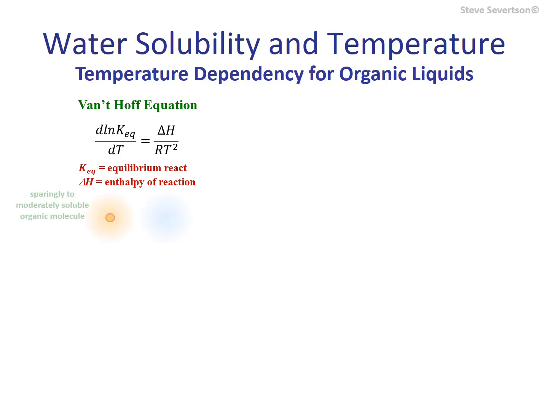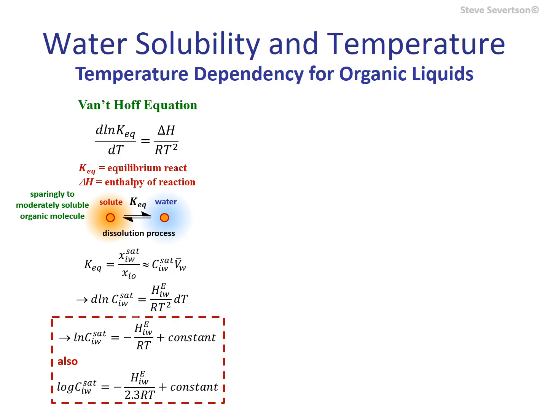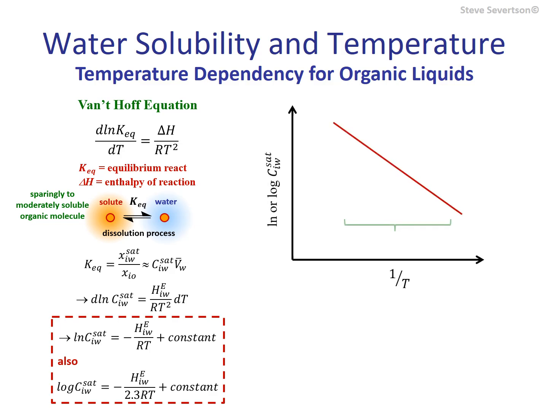The reaction or process of interest to us is the distribution of an organic molecule between its pure liquid phase and an aqueous solution. We estimate the equilibrium constant from its water solubility. The enthalpy change is the excess enthalpy of dissolution. This expression's integration provides a model equation for the temperature dependency of water solubility involving liquid organic solutes. According to the equation, the logarithmic plot of a solute's water solubility versus the inverse of absolute temperature should produce a straight line from which we can extract the excess enthalpy of dissolution.